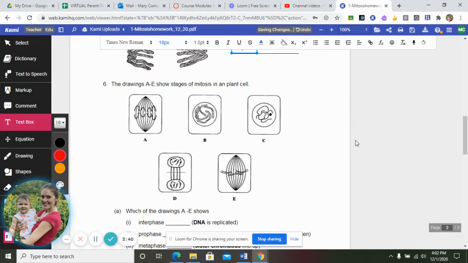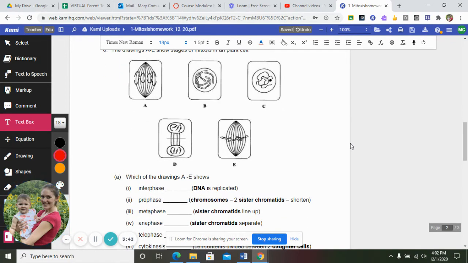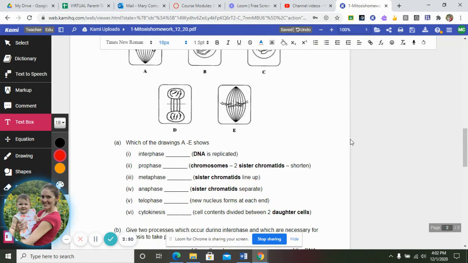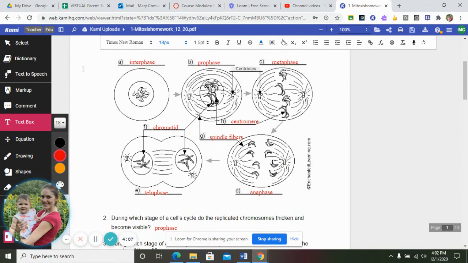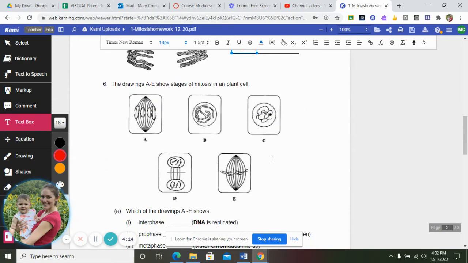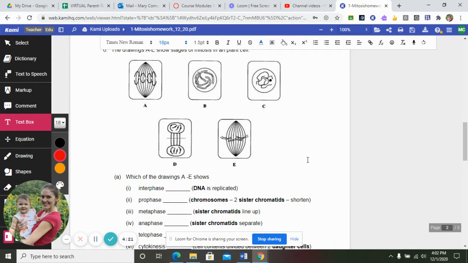The drawings A to E show stages of mitosis in a plant cell. So we're going to be labeling. Obviously, they're not in order. So interphase, we've got to find the very first one. Or if you can find prophase first or metaphase, whichever one you... So if we go back up here to our first diagram, this would be interphase, and here is prophase. So one of these ones is going to be interphase, one of these is going to be prophase. Let's see if we can figure out metaphase. They're lining up in the middle. So I'm going to go with E for metaphase.